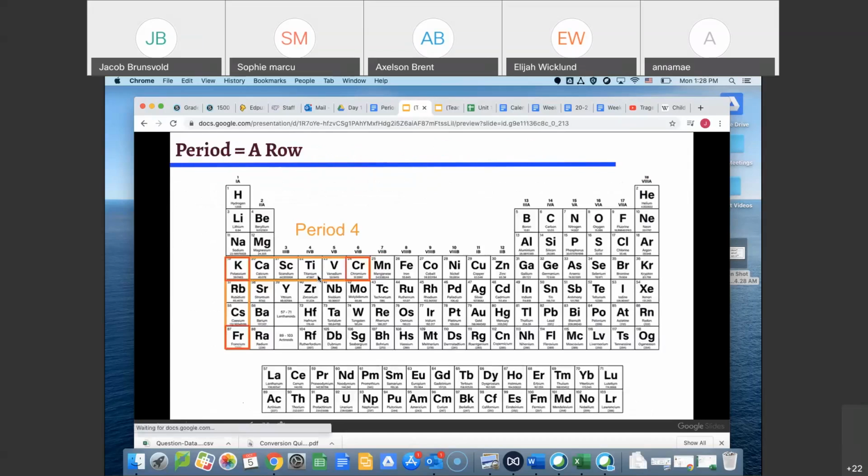For those of you that don't, here's francium, potassium, and chromium. I made those ones in red. If you look, chromium and potassium are in the same period. So potassium has to be more reactive because it's to the left. Potassium and francium are in the same group. Francium has to be more reactive because it's lower in the group.